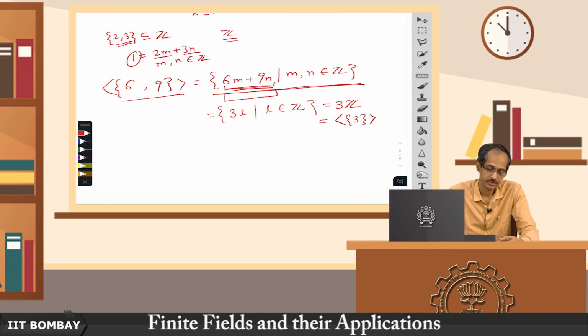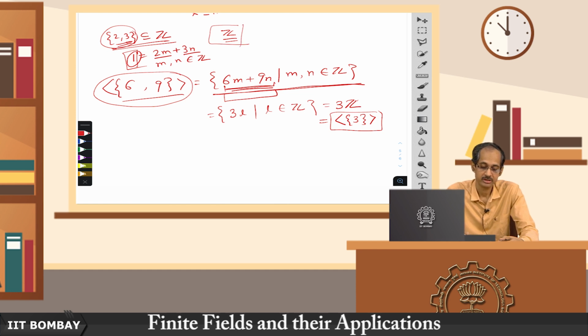Now, it is not always true. In both these cases, for 2, 3 as well as 6, 9, the subgroup generated by them is also generated by a single element. In this case it was generated by 1, in this case by 3, but this is not so for other groups. For Z in fact this is true, and we will see results about that, but for arbitrary groups this is not true. There are subgroups which are not generated by a single element.